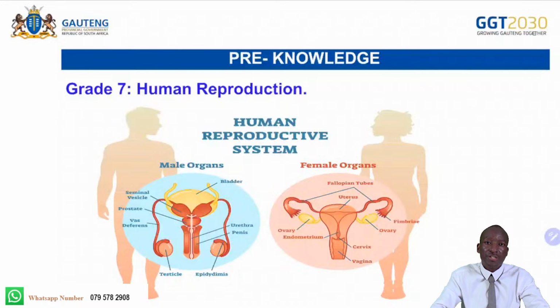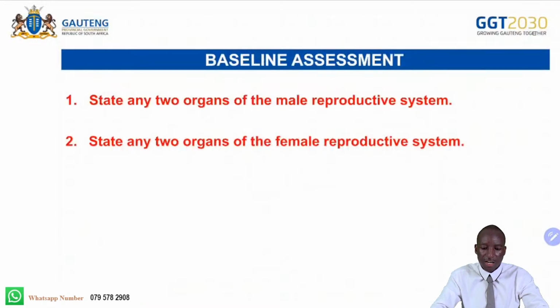So with the pre-knowledge that is grade 7 material under human reproduction, you can now easily answer the baseline assessment, which is only 2 questions as shown. The first question, number 1, says state any 2 organs of the male reproductive system. And then number 2 says state any 2 organs of the female reproductive system. So now in each question, you're just stating the organs that fall under that system.